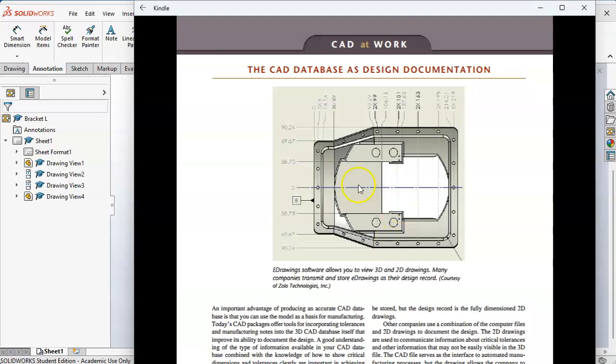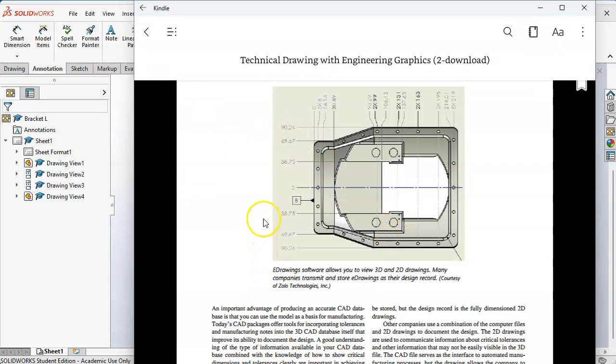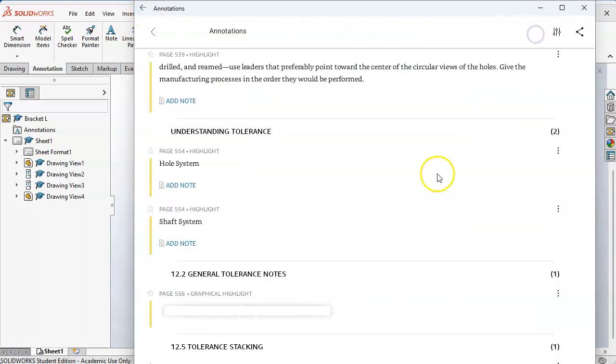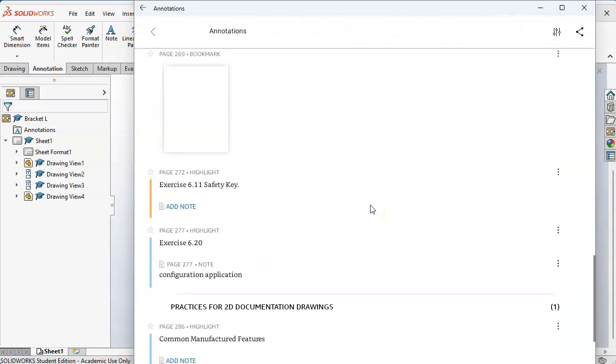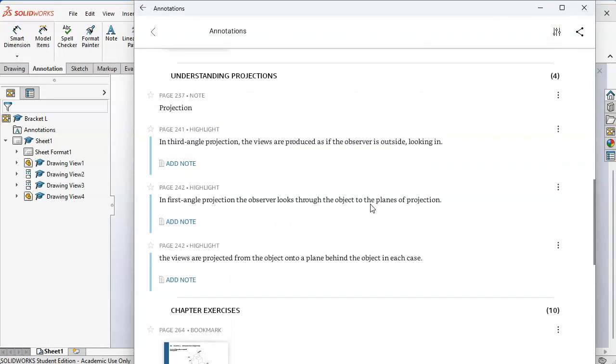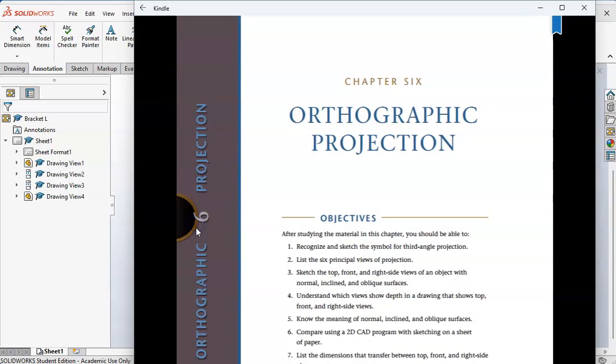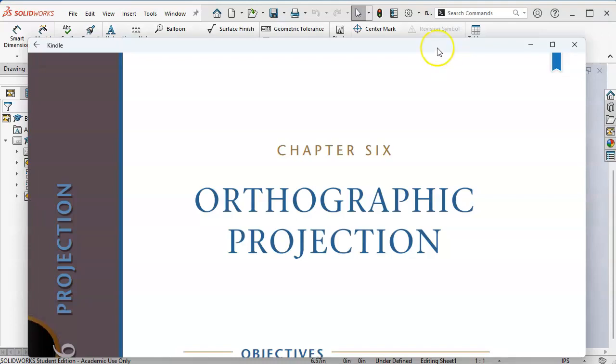So that kicked me out again. Let's see if I can find that discussion real quick. Nope, that was not what I wanted. So we have the views, the orthographic projection. I do want to shrink this down a little bit.